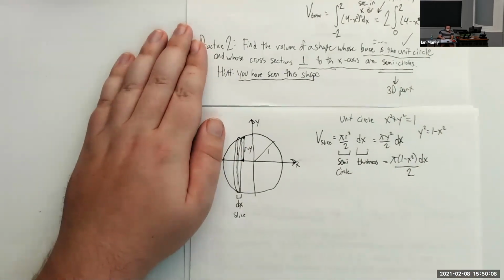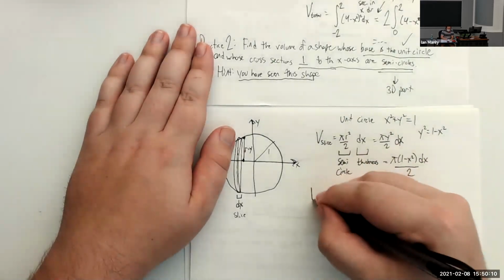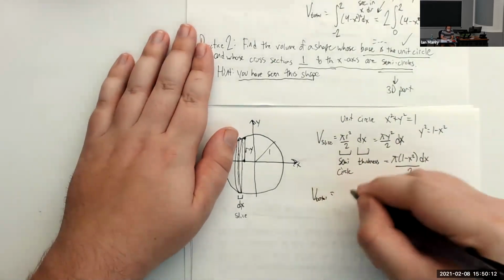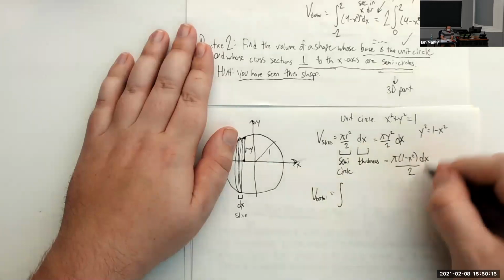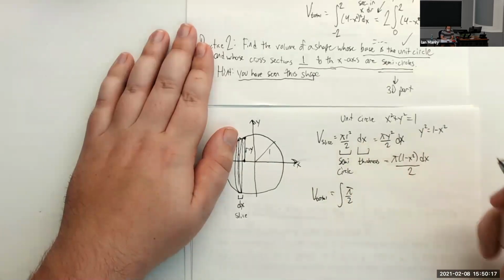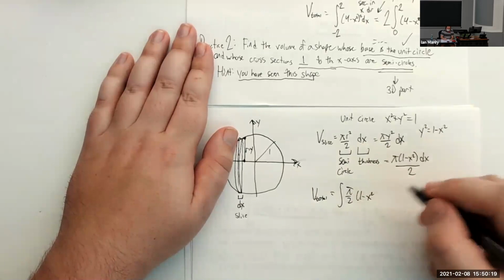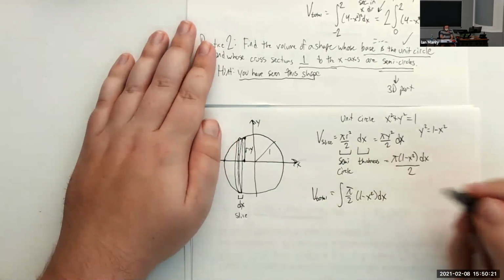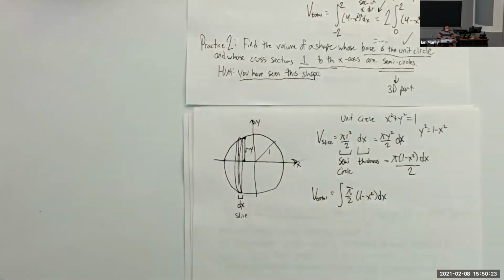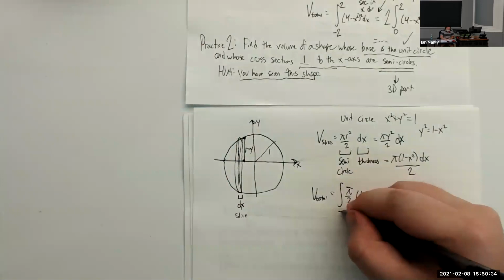All right, so now that we found the volume of one slice, the total volume is going to be an integral. It's going to be an integral of this exact thing right here. So pi over 2, 1 minus x squared dx. Okay, now here comes the question that we need to ask ourselves before we do this integral. What are the bounds for this going to be? Yeah, -1 to 1, absolutely.